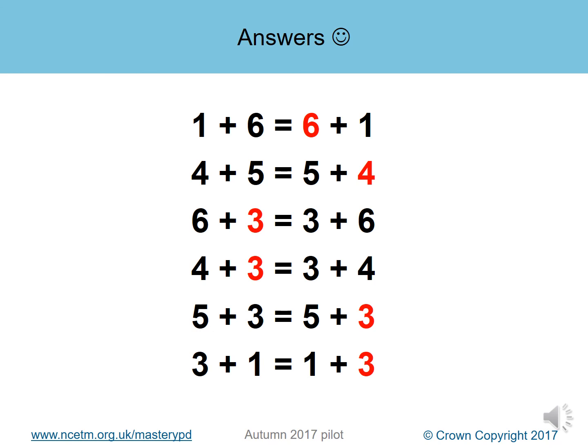6 add 3 equals 3 add 6. 4 add 3 equals 3 add 4. 5 add 3 equals 5 add 3. 3 add 1 equals 1 add 3. Hope you got on all right there, whole class, with those balancing equations. So remember, when we balance an equation, it's got to be the same on either side.